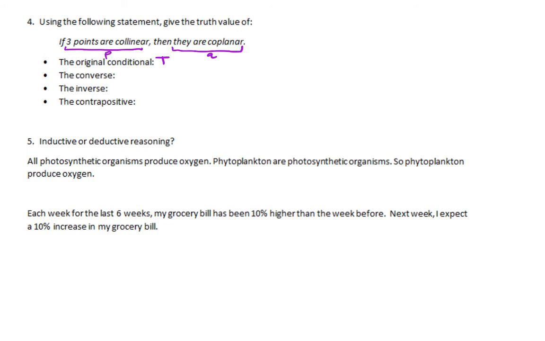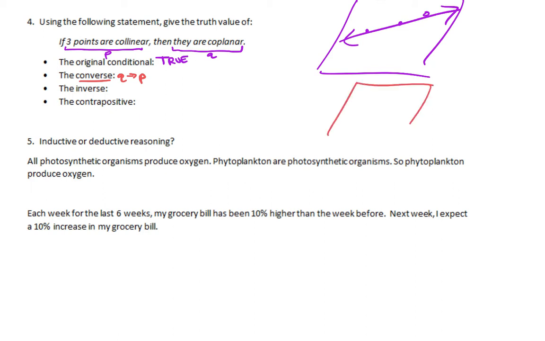We had our hypothesis, conclusion, and it's true. If 3 points are on a line, there you go. They're going to be on the same plane. All right. Let's look at the converse. Remember, the converse flips the statement around. So the converse, the symbol for it is Q to P. So if I flip that statement, that's going to say if they are coplanar, then the 3 points are collinear.